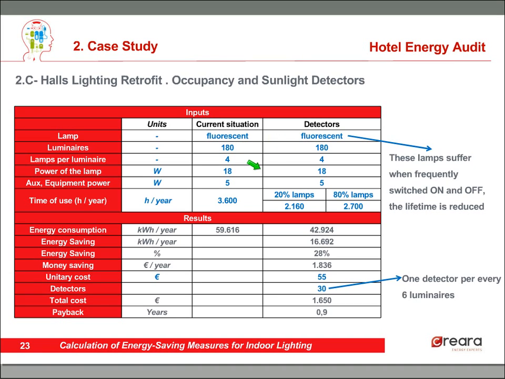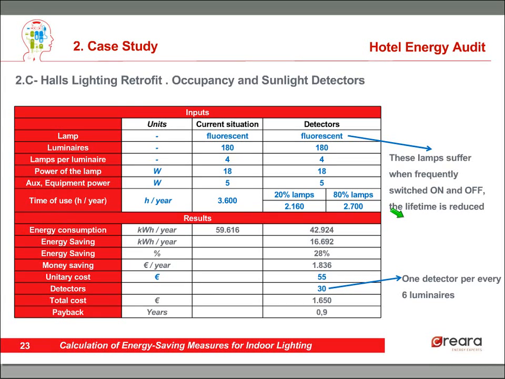Well, the power of the lamp is the same, 18 watts, and the auxiliary equipment, in this case, is also the same. What we change here is the time of use. Initially, we have 3,600 hours, and for the 20% of lamps closer to the windows, we're going to get, after the measure, 2,160 hours, and for the rest, the 80% of the lamps, 2,700 hours, because in this 80%, we only use occupancy detectors.